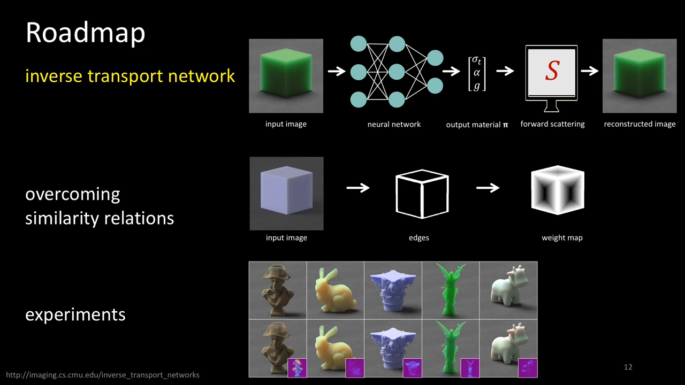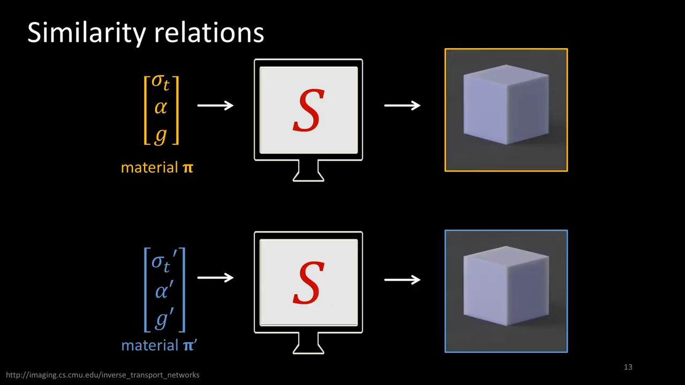As we show in our experiments, inverse transport networks already significantly improve inverse scattering performance. Next, we discuss a couple of design choices that improve performance even further by enabling the networks to handle similarity relations in scattering. These similarity relations characterize ambiguities in the form of different material parameters that produce very similar appearance. We discuss two ways of overcoming these ambiguities.